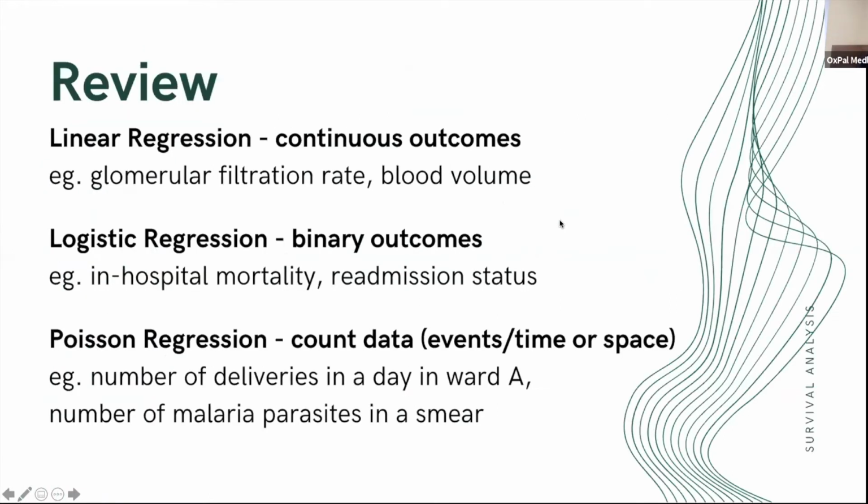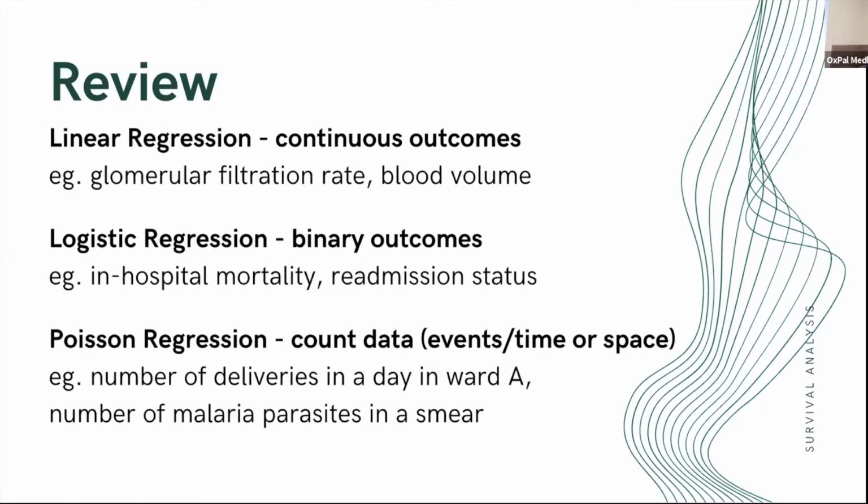Just as a review, I know you guys have had sessions on linear regression and logistic regression. Linear regression, as you can remember, assesses those using continuous outcomes. So how does glomerular filtration rate change as predicted by whichever variables? What are the predictors for blood volume? These are continuous outcomes. And then logistic regression, the simplest form of logistic regression, looks into binary outcomes, whether or not the patient died, whether or not the patient is readmitted. So it's like a positive or negative outcome.